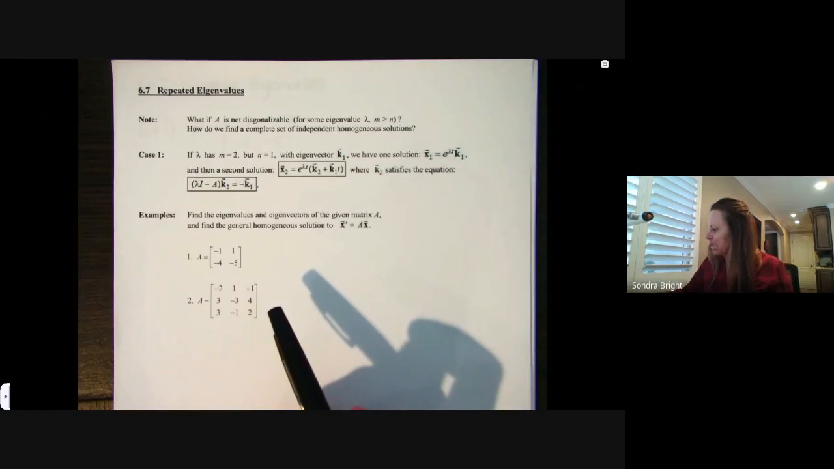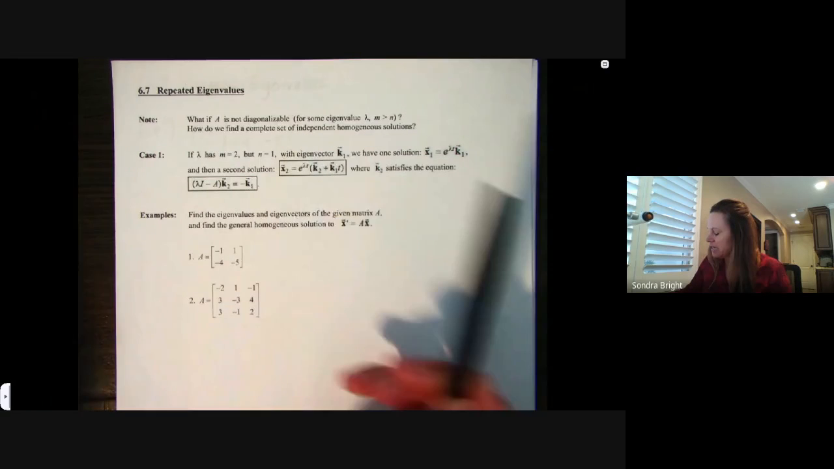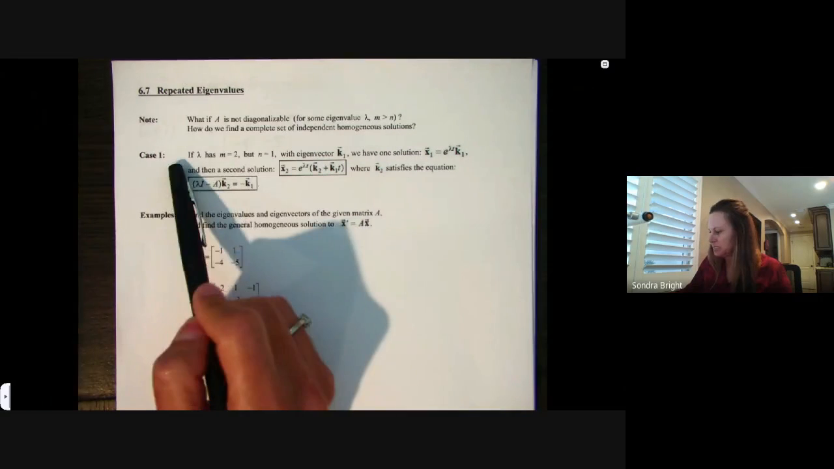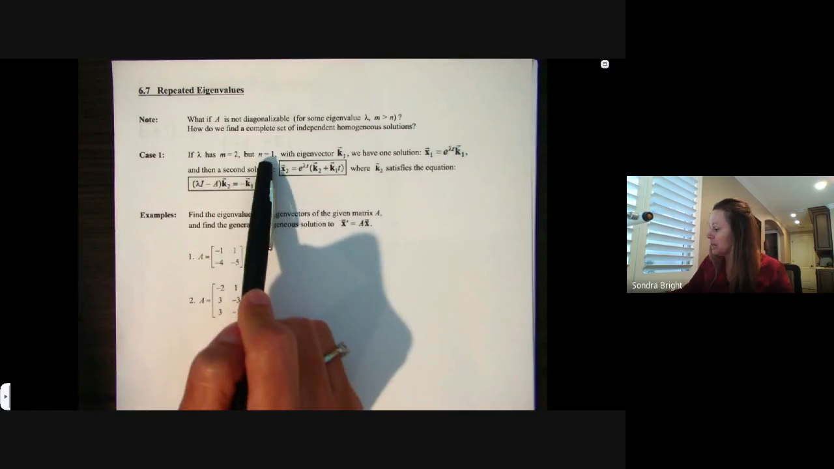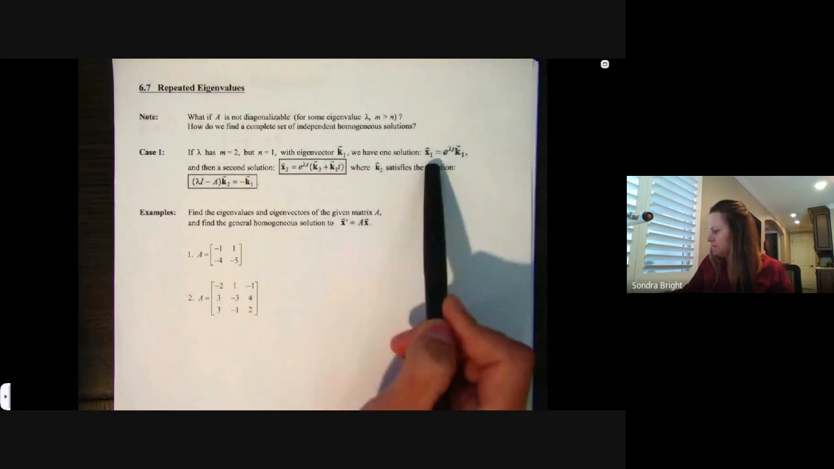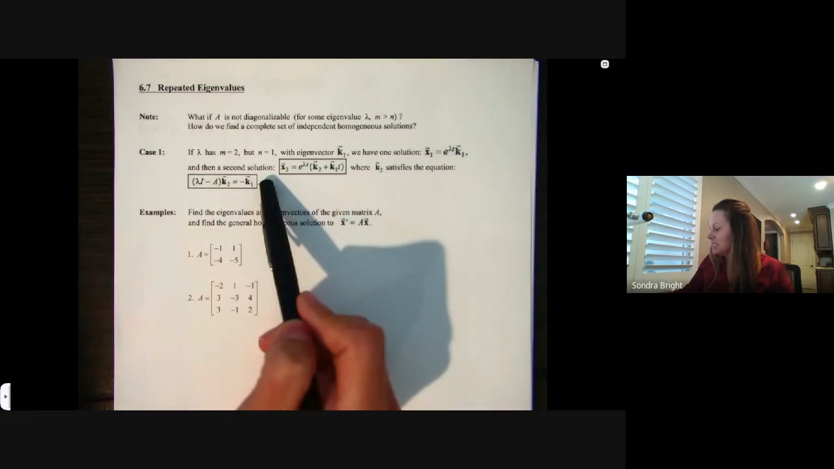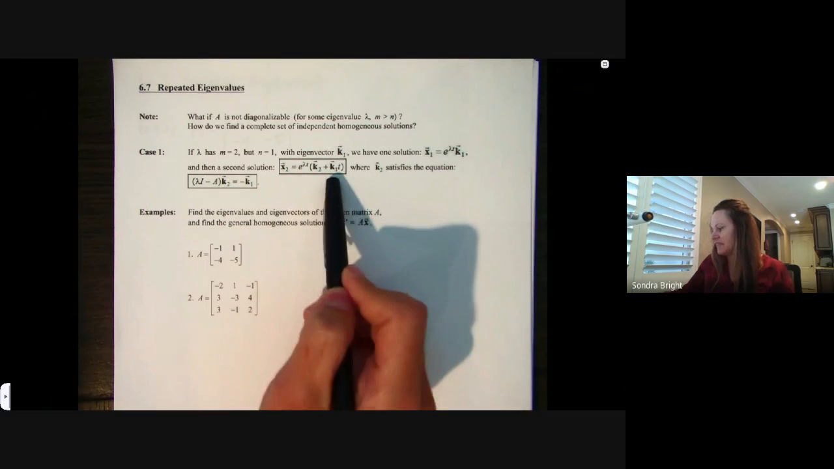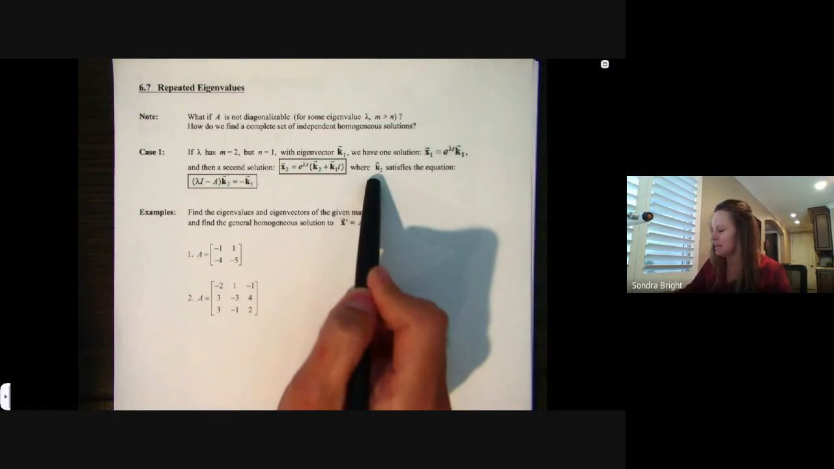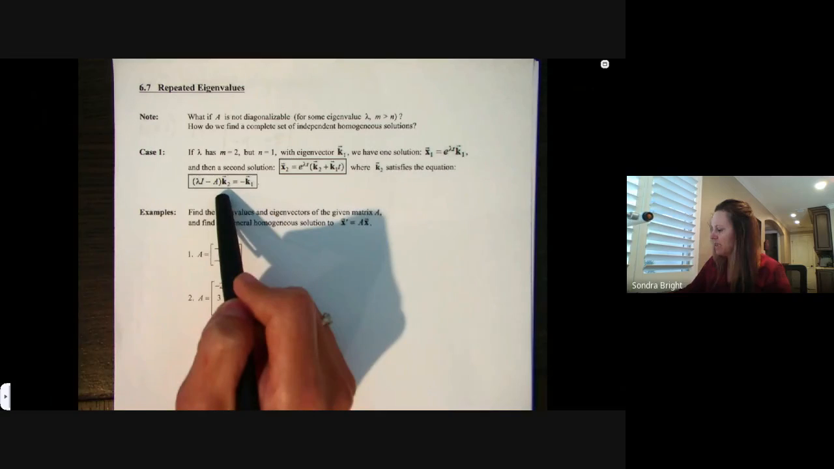So how do we find a complete set of independent homogeneous solutions? Here's if lambda has a multiplicity of 2, but you only have one eigenvector, k1, we would have one solution, X1 is equal to e to the lambda t times k1. And then your second solution will be e to the lambda t times k2 plus k1 t, where k2 is going to satisfy the equation lambda I minus A times k2 equals the opposite in sign of k1.